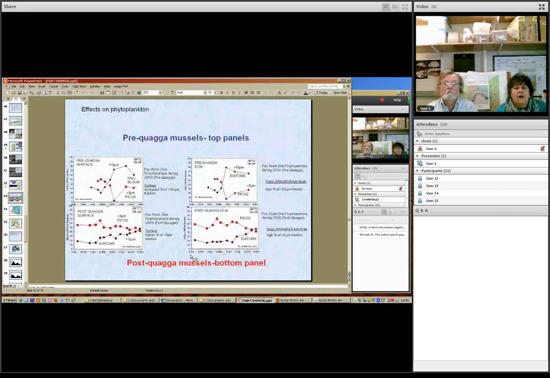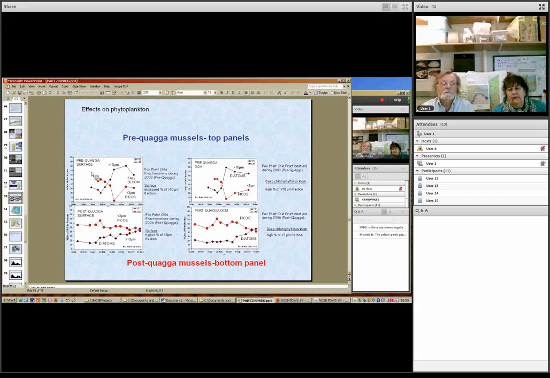So let me just show you what are the effects on the phytoplankton. We show it graphically, and here what I want you to see is that the pre-quagga mussels are these top panels. The left one here is the pre-quagga, and this is our surface waters at the Fox Point, the 100-meter station. And this we're calling the deep chlorophyll maximum. And usually that fluctuates 25, 30 meters. So what are we showing you here?